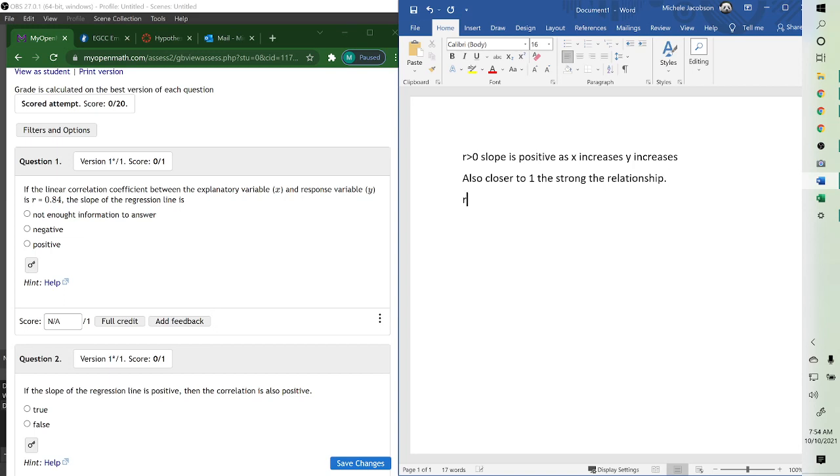If R is less than 0, so if it's negative, slope is negative. As x increases, y decreases. So in this case, your trend line is going up, where in this case, the trend line is going down. Also, closer to negative 1, the stronger the relationship.